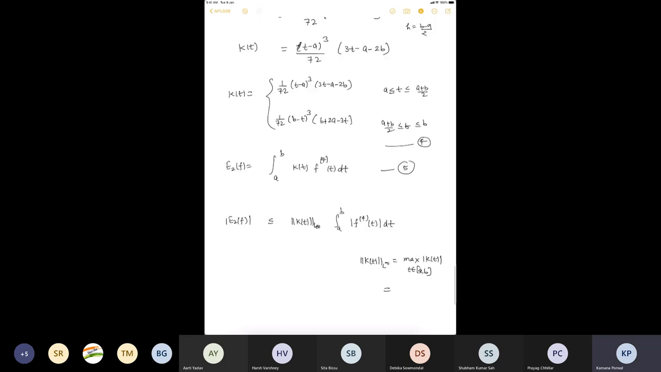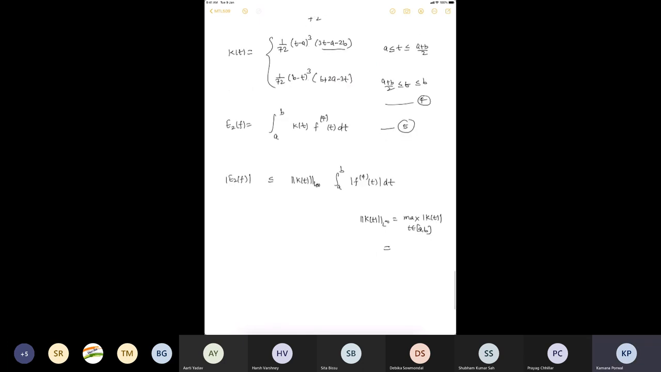You can observe that this is a function in the variable t, like a polynomial of fourth order, right? You have (t minus a) cube, and then this is like a linear polynomial in t. So this is a polynomial of degree 4, so you can find its maximum over the interval a to b, and upon simplification you will get this as h raised to power 4 divided by 72. Okay, this again you can verify. So basically I have that the upper bound of the error is given by this term.